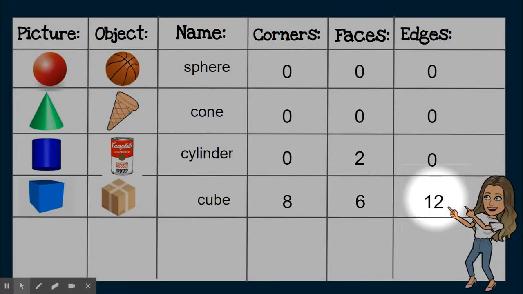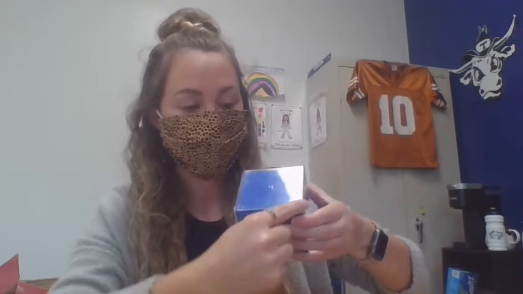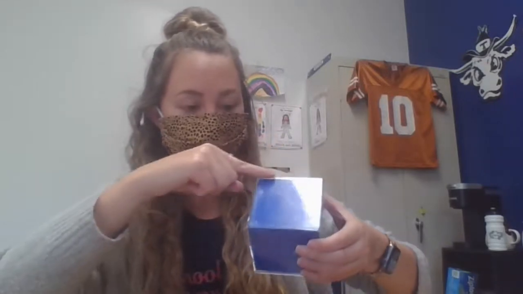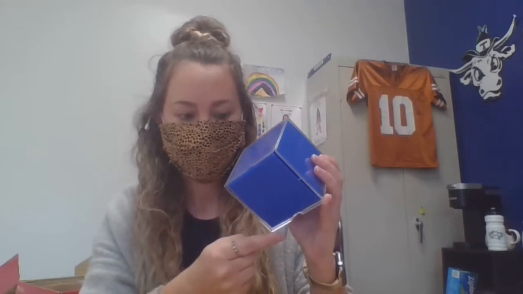And how many edges does a cube have? Let's count them together. We're going to start on the top, and then we'll go to the middle, and then the bottom. Count them with me as I run my finger on them. 1, 2, 3, 4, 5, 6, 7, 8, 9, 10, 11, 12. How many edges are on a cube? Yeah, there are 12. Good job.